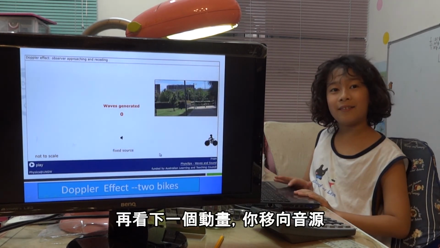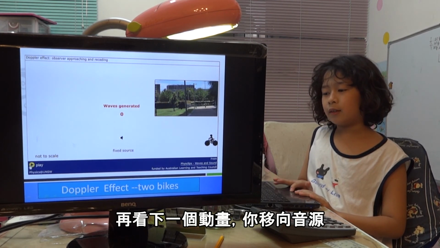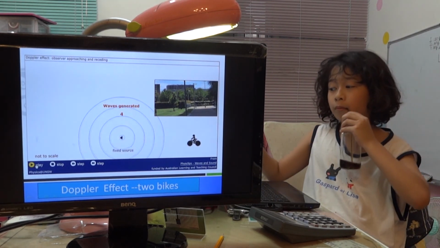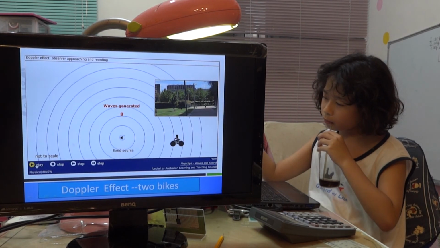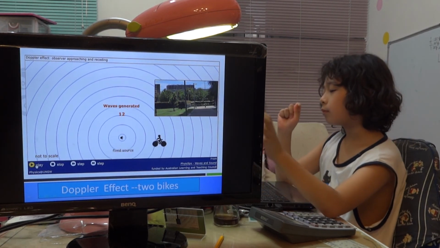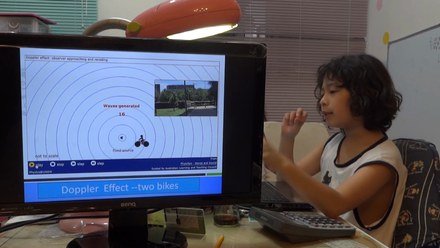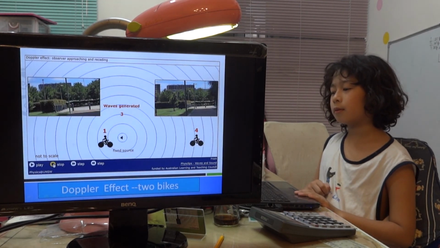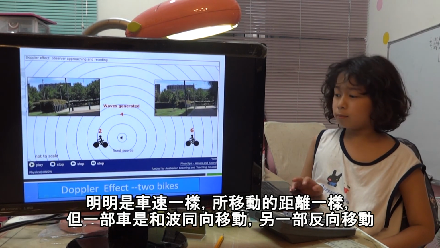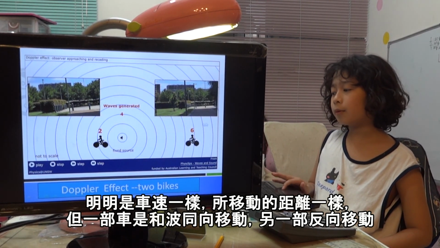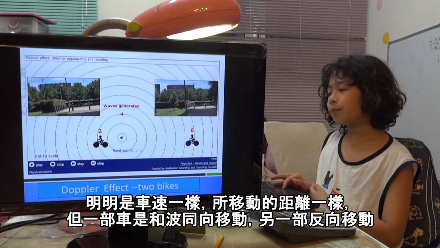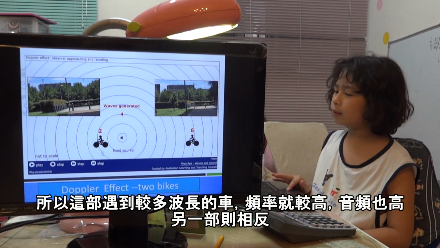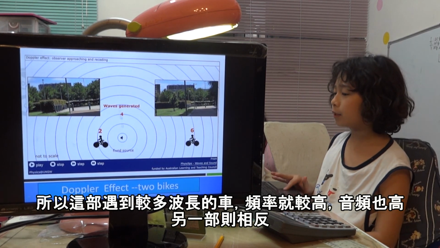So why? Well, I'm going to give you another video. You move toward the sound source. Ready? Go. This is a sound source, and you can find the first phase. This bike moves in the same direction as the sound, while the other moves in the opposite direction. So this bike has more chance to meet the wavelengths, while the other bike has less chance to meet the sound.